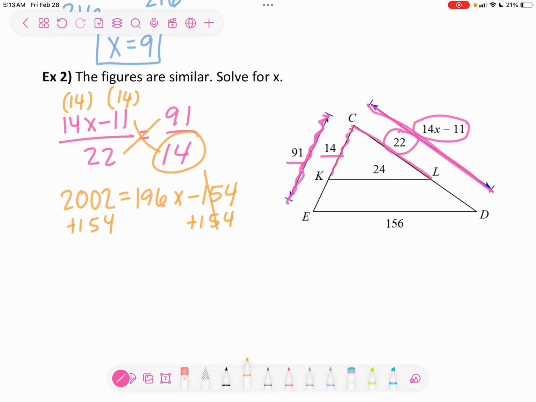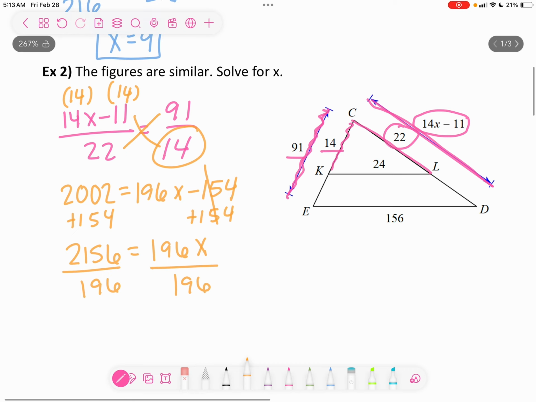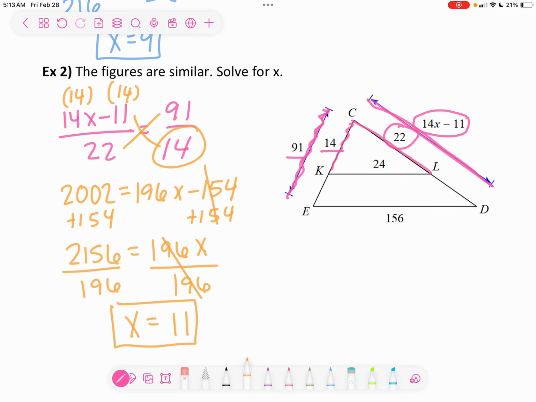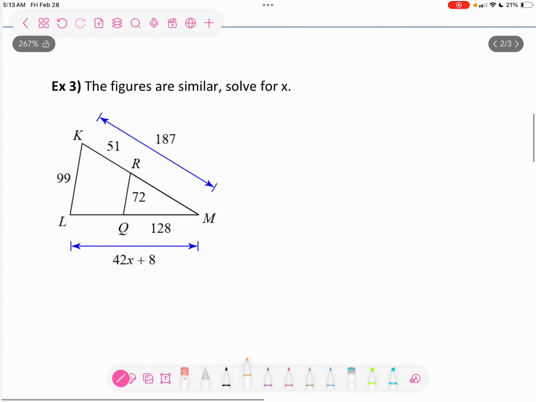We will get 2,156 equals 196x, and then we can divide by 196 on both sides. And we are going to get that x is equal to 11, and again, that is an x value. And there we go. All right, last but not least, let's look at one more.